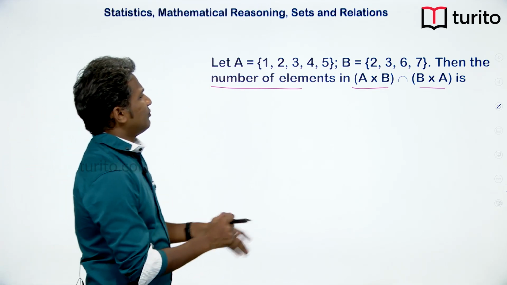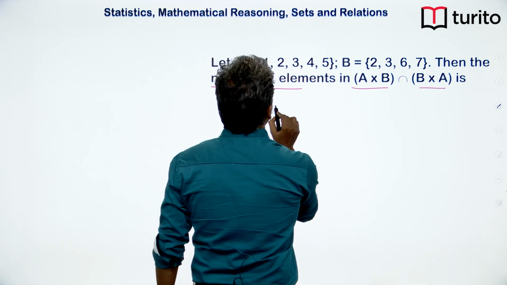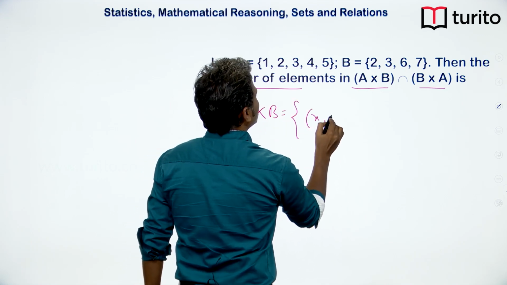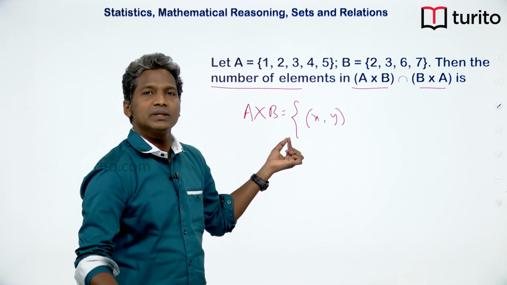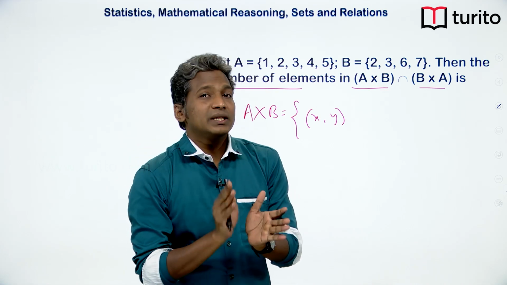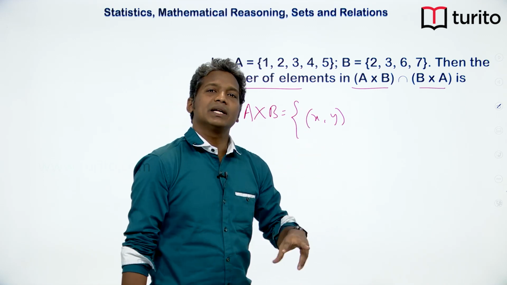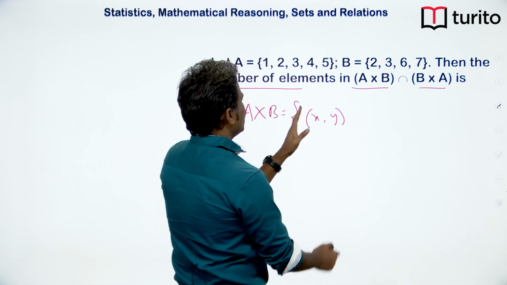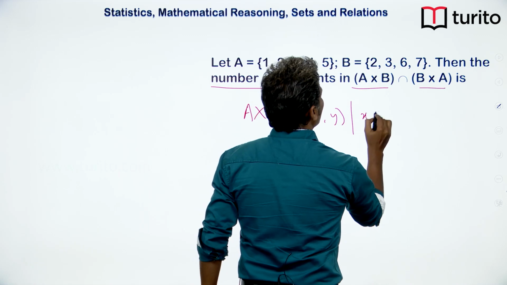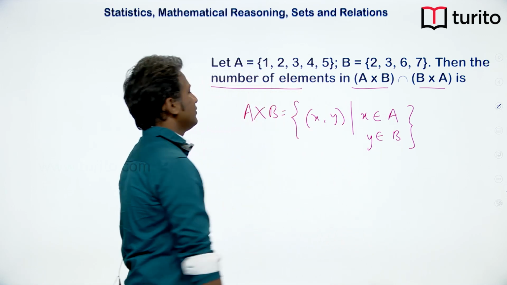Okay. So, when we take A cross B, we always get ordered pairs like this. So, the A cross B set contains all ordered pairs. Ordered pair means a pair written in an order. That means if I change the order, the meaning changes, the interpretation changes. So, (x, y) and (y, x) are treated as two different ordered pairs. Now, it contains all ordered pairs (x, y) such that x belongs to A and y belongs to B. So, this is the definition of A cross B.